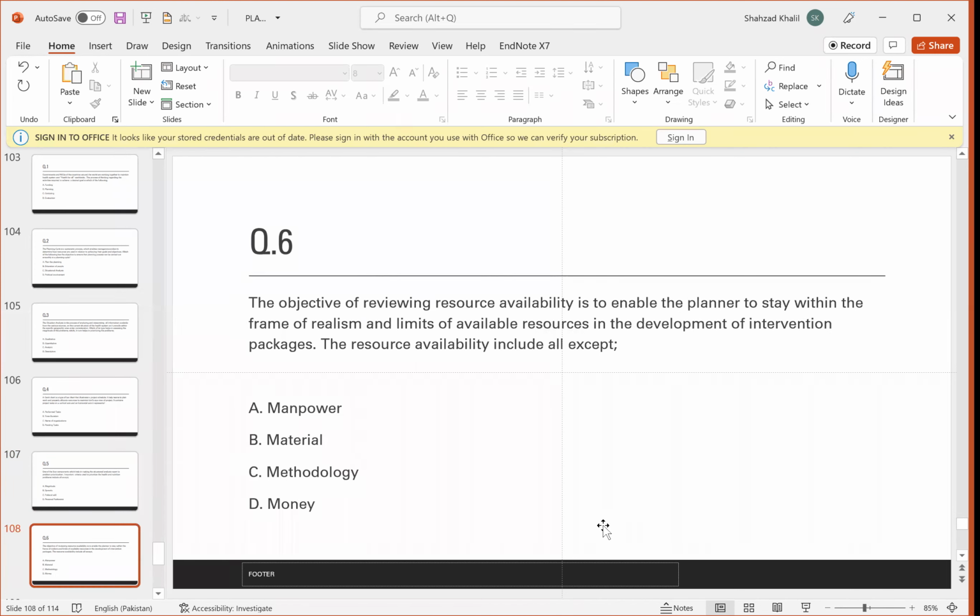The objective for reviewing resource availability is to enable the planner to stay within the frame of realism and limits of available resources in development of intervention packages. The resource availability includes all except manpower, material, methodology, money. C. Yes.